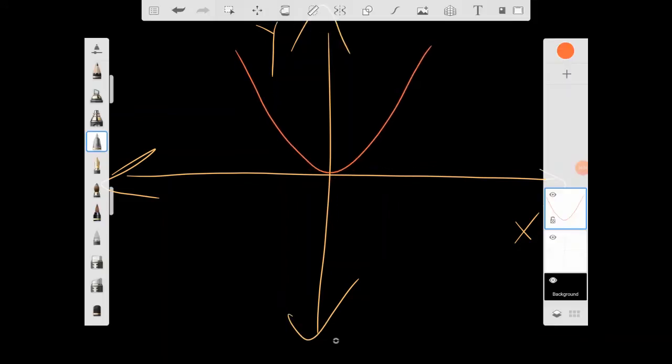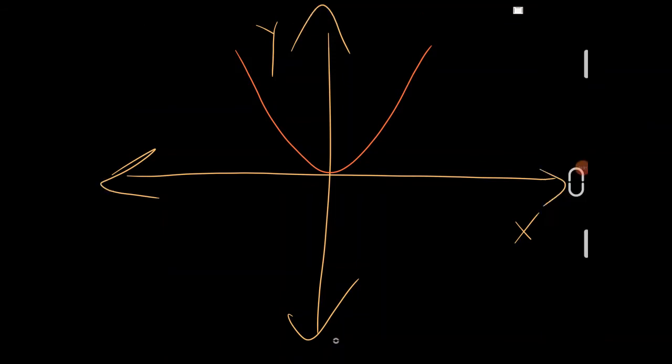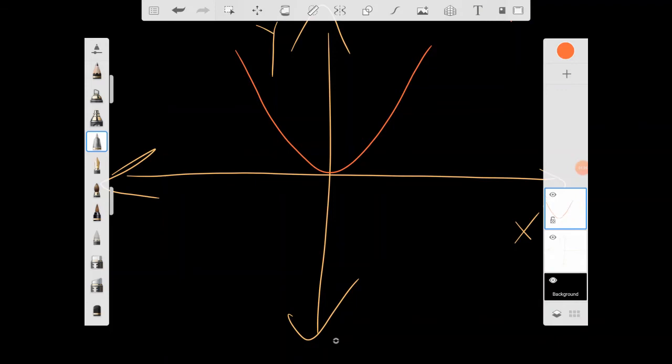Yeah, this is my parabola. And the equation of a parabola is y is equal to x square. This is the equation of this parabola. There are types of parabola which I'll show you later, but the equation of this shape, what you see, is y is equal to x square.